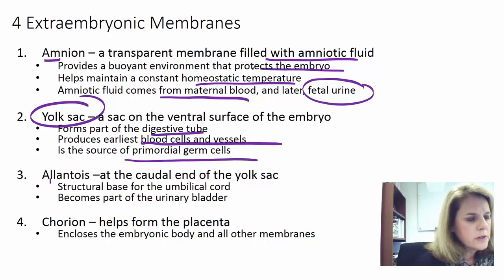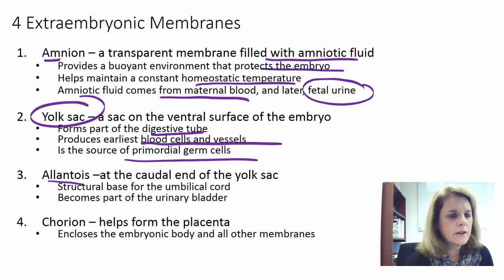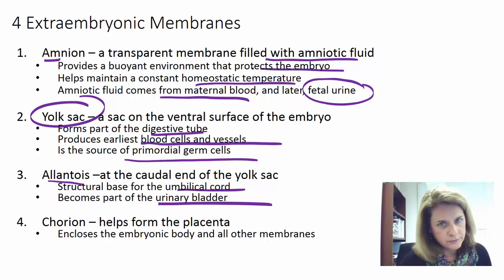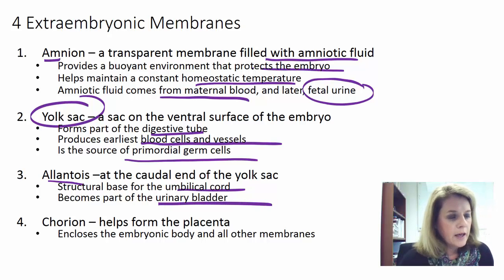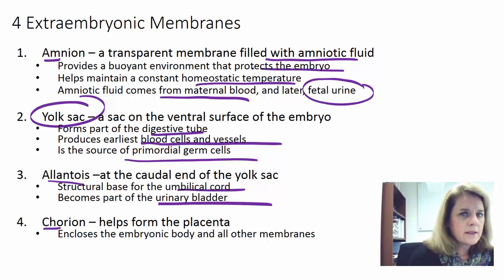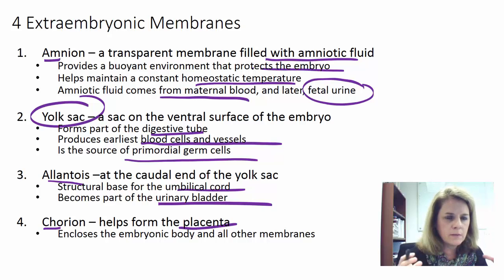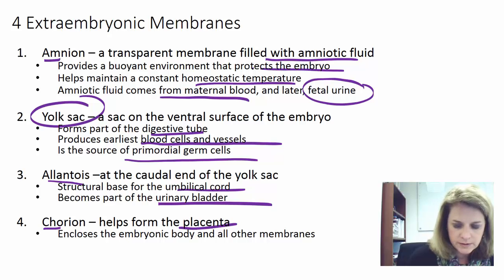Then you have the allantoid, which is at the caudal end, the tail end of the yolk sac. It's going to become the structure, the base of the umbilical cord. So the umbilical cord will build off of that. And then eventually it becomes the bladder, the urinary bladder of the child. Lastly, you have the chorion, and again, it's from the embryo that's going to form the placenta. All right, so it's basically what encloses all those embryonic tissues and membranes and forms the embryonic version or portion of the placenta.